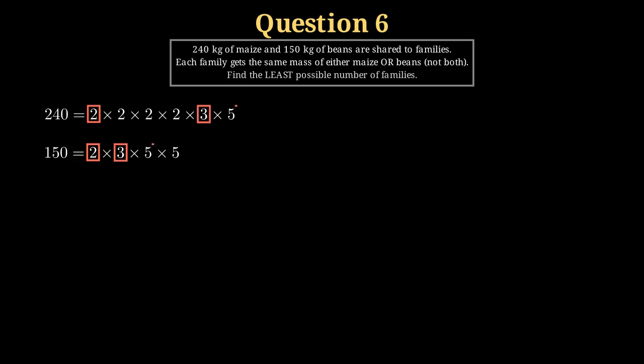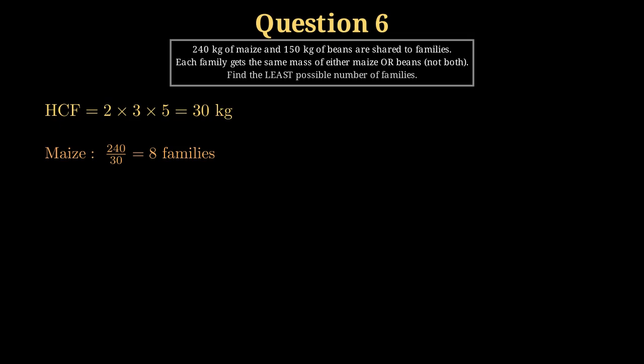The highest common factor uses only the primes that appear in both lists, each at its lowest power. Both share 1 two, 1 three, and 1 five. So the HCF is 2 times 3 times 5, which is 30. Each family gets 30 kilograms.